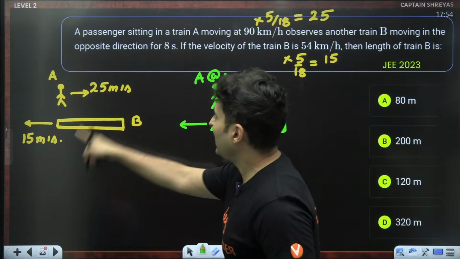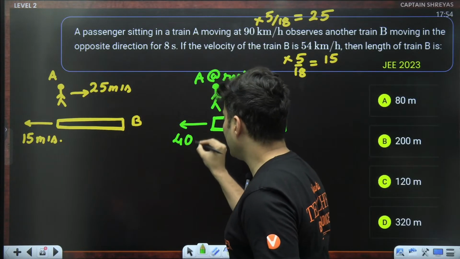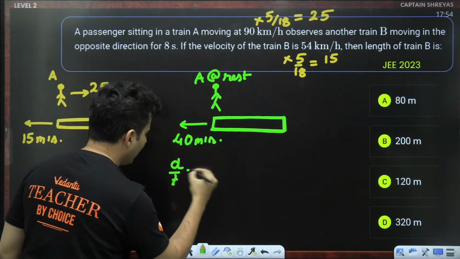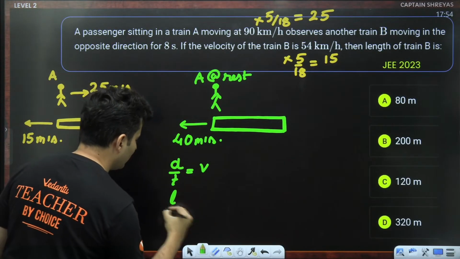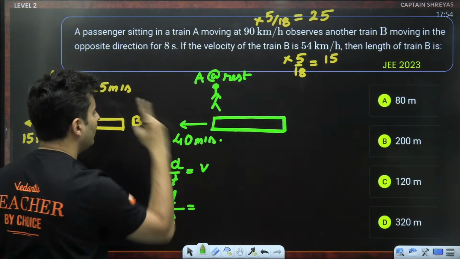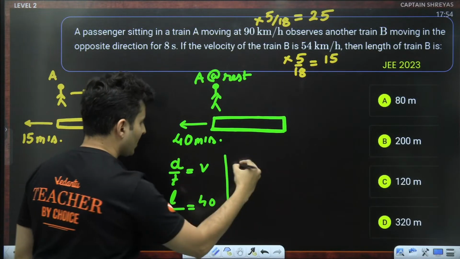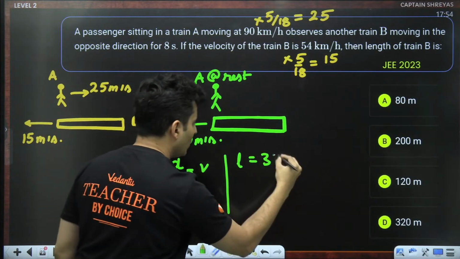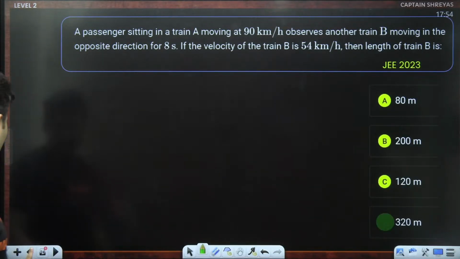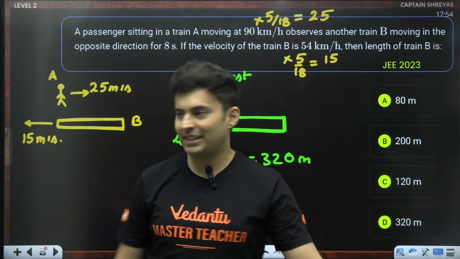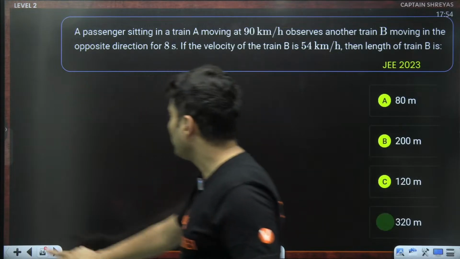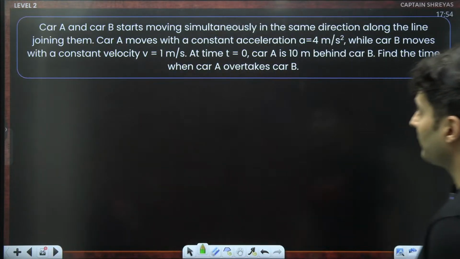Yes, 15 and 25, that is 40 meters per second. Now using distance by time equals speed, where distance is the length of the train, time is 8 and speed is 40. So length is 8 fours are 32 and one more 0, so 320 meters. Yes, it is the correct answer. Perfect. Everybody? Awesome. Moving on to the next question on your screen.